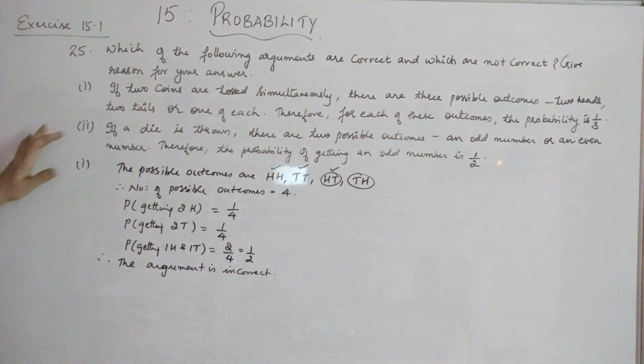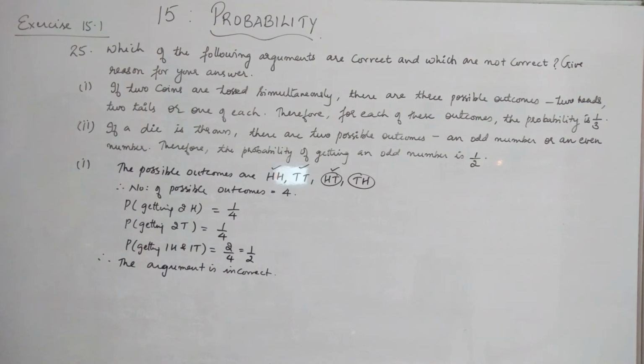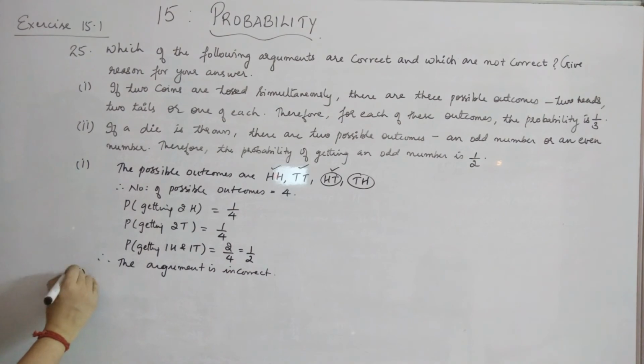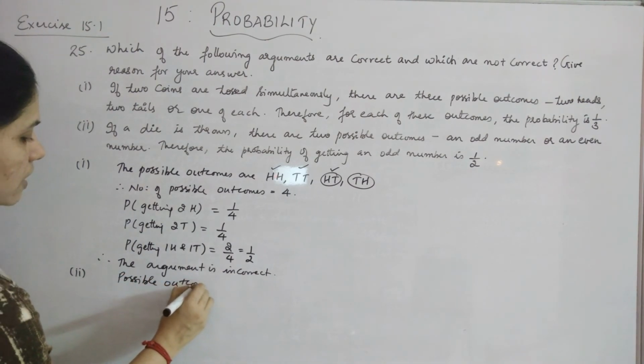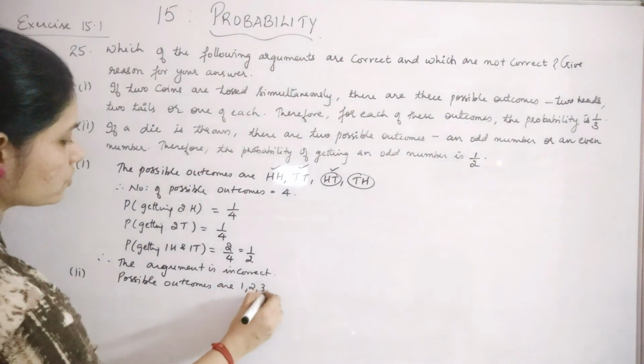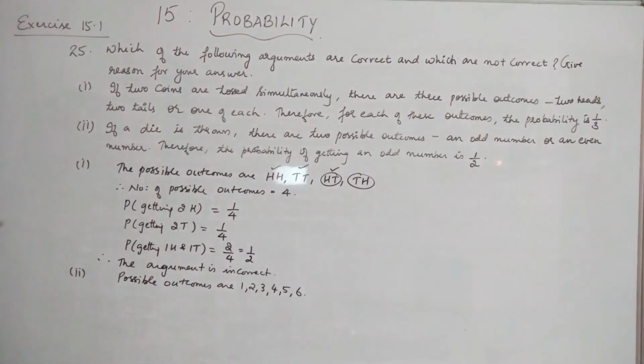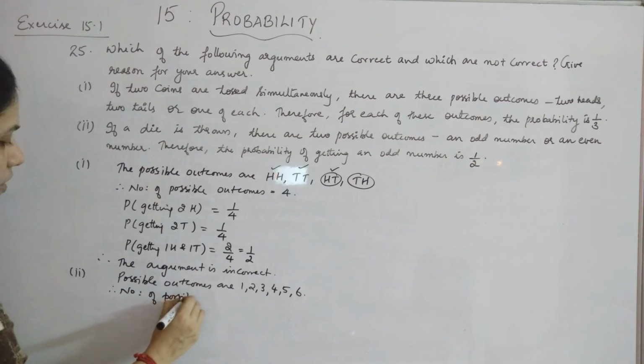Okay. Now what about the second one? In the second one, if a die is thrown, there are 2 possible outcomes, an odd number or an even number. Therefore, the probability of getting an odd number should be 1 by 2. This is the argument. So let's see. If a die is thrown, what are the possible outcomes? The possible outcomes will be 1, 2, 3, 4, 5, 6, right? That means the total number of outcomes is 6.